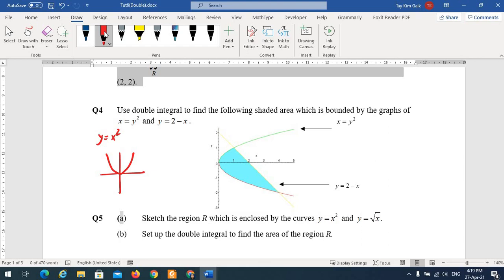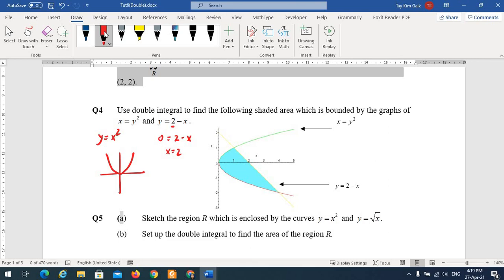And then y equal to 2 minus x is a linear graph. The y-intercept is at y equal to 2, and it has a negative slope. To get your x-intercept, let y equal 0, so 0 equal to 2 minus x, so x equal to 2. So with 2 points, you connect them and get this straight line given by y equal to 2 minus x.